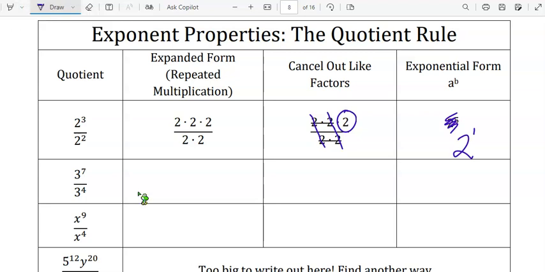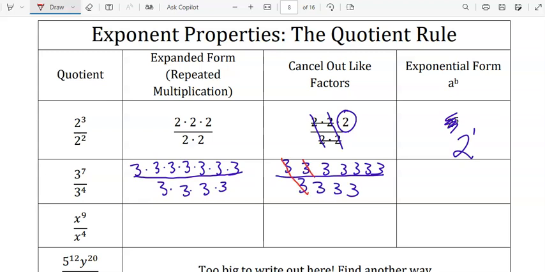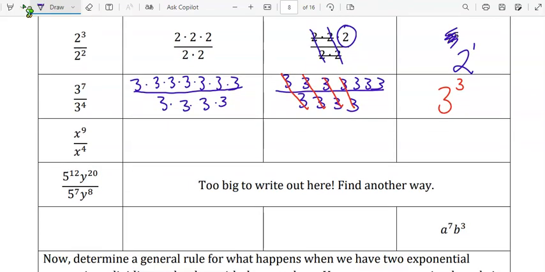Let's look at the next one. We have 3 to the 7th over 3 to the 4th. Let's expand those. And then we'll cancel out the like factors. And then we're left with three 3's, 3 to the third power. The next one has variables. Let's expand them. And then we'll cancel out the like factors.